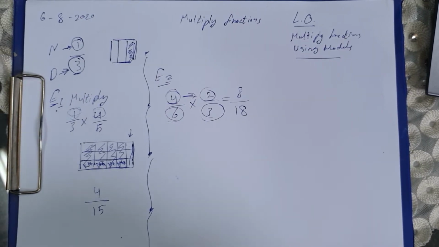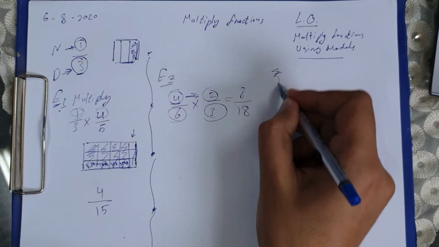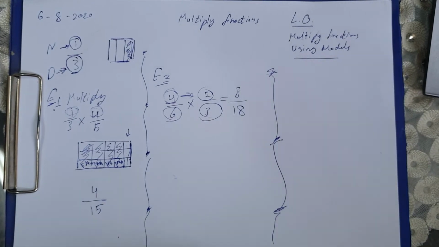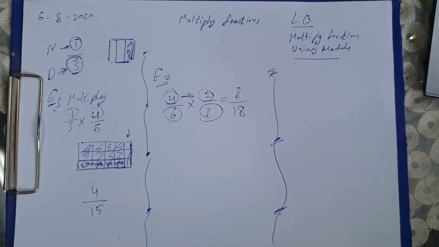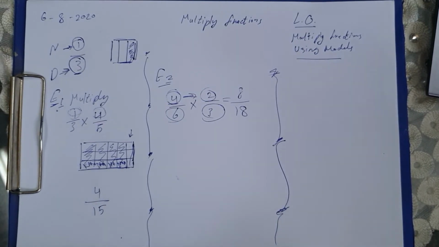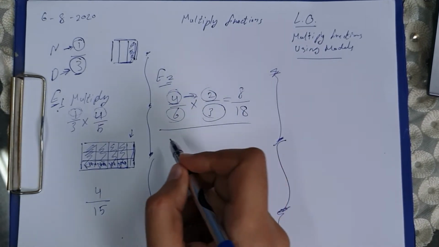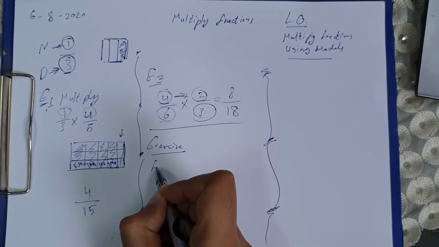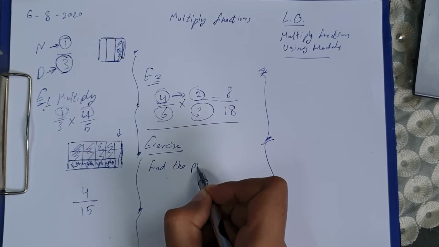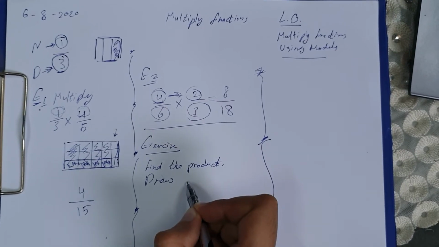Okay, to be sure about your answer. After this step, you should move on and ask your students how to solve lots of exercises in the math book. For example, here, find the product, draw a model. This is an important question for your student, which is here exercise for your student. Then find the product, then draw a model.